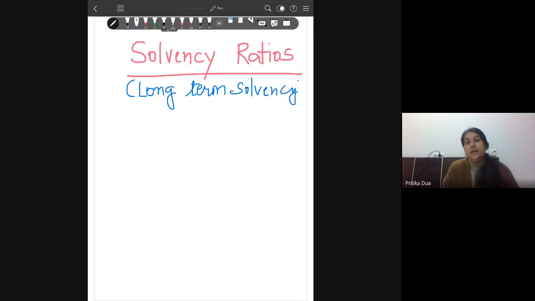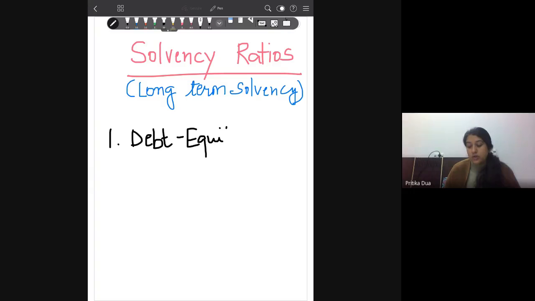On the other hand, when we see the ability of the firm to meet its long term liabilities, we are talking about the solvency ratios. The long term obligations. Is the firm competent enough to meet its long term obligations? So, there come the solvency ratios. Under this, the first ratio, very important ratio, which we do is the debt to equity ratio.